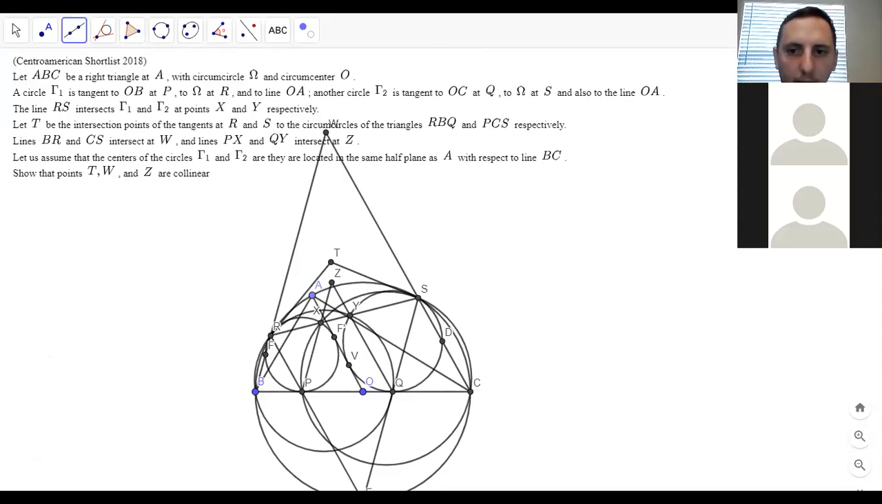Angle YQB. So PXYQ is cyclic. Okay. So what Yash just wrote, the angle chase, proves that Z is on the radical axis of these two, and T we know is on the radical axis of these two, and W we know is on the radical axis of these two. So we have to show that W lies on the radical axis of these two. So YQS then RPX.